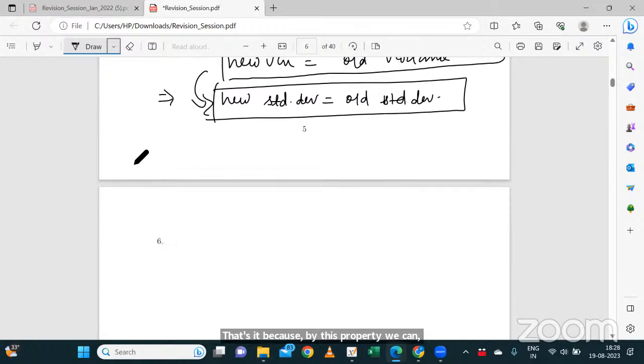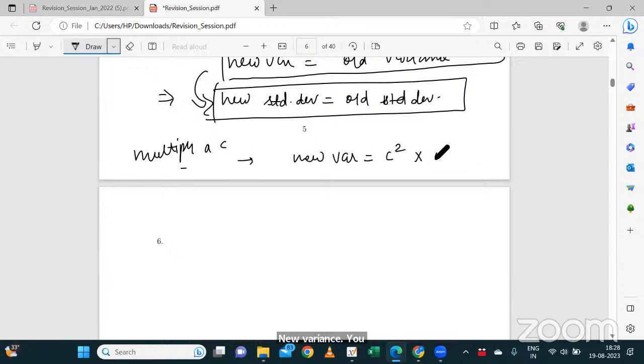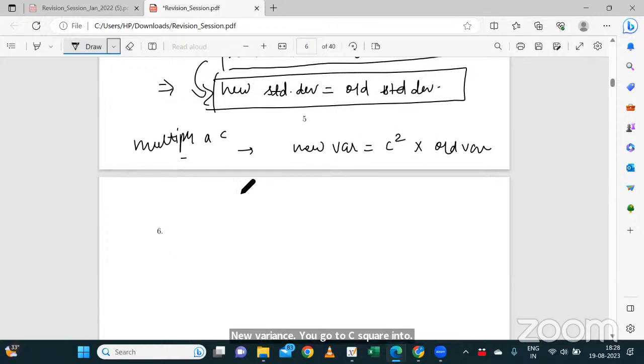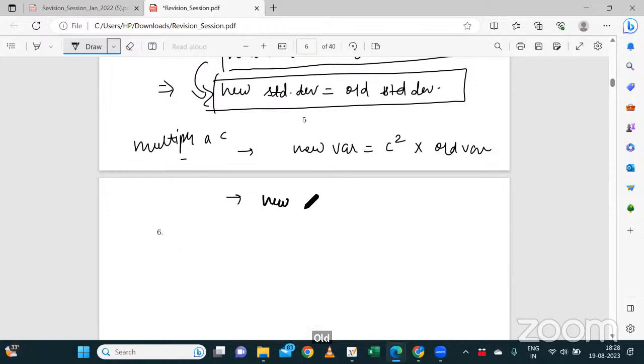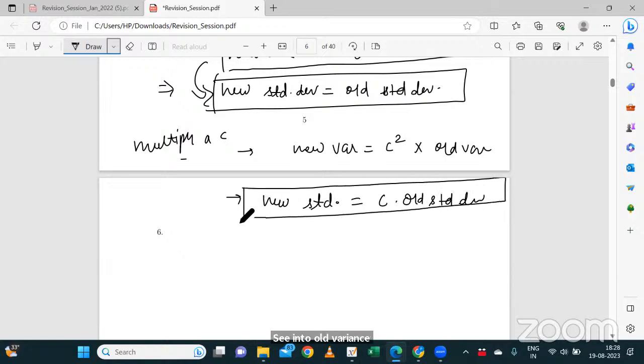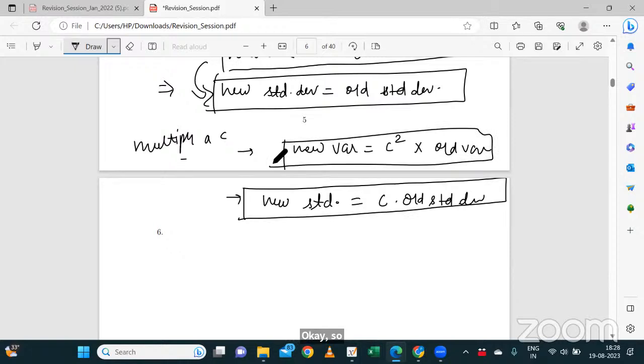Now if I want to multiply by a constant c, then what do I get? New variance equals c square into old variance, correct? What about standard deviation? Then my new standard deviation will be c times the old standard deviation. Okay, so this is clear to everyone? Yes, sir. Okay, now I think the next topic.